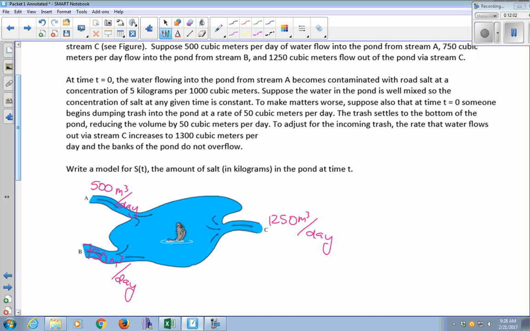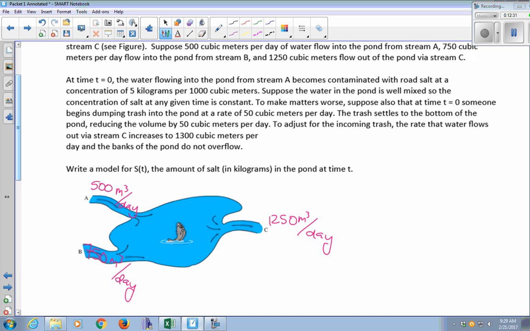And then to make matters worse, also at time t equals 0, someone begins dumping trash into the pond at a rate of 50 cubic meters per day. Trash settles to the bottom of the pond, reducing the volume of the pond by 50 cubic meters each day. So to adjust for the incoming trash, the rate that water flows out via stream C is going to increase to 1,300 cubic meters per day, so that the banks of the pond won't overflow.